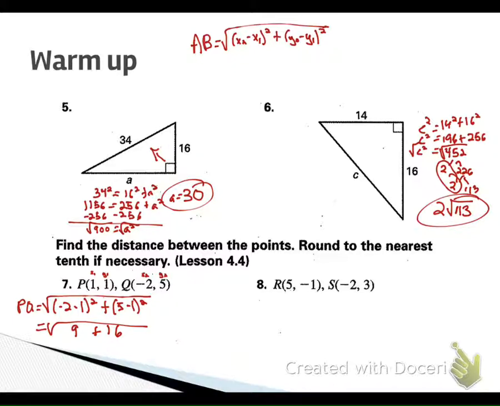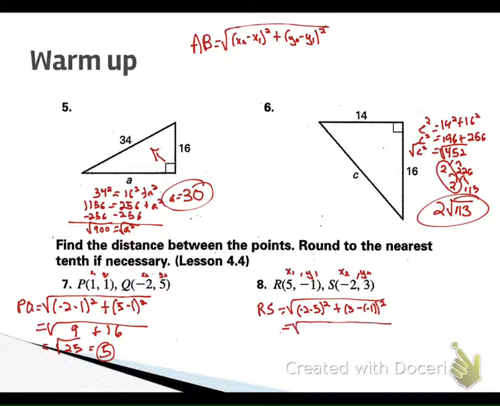Okay, so Nemo already told us it's going to be the square root of 25, and we know what the square root of 25 is. It's 5. And then the last one is the distance of RS, which equals the square root of. Again, I'm just going to define these as x1, y1, x2, y2. So we have x2 minus x1 squared plus 3 minus negative 1 squared.